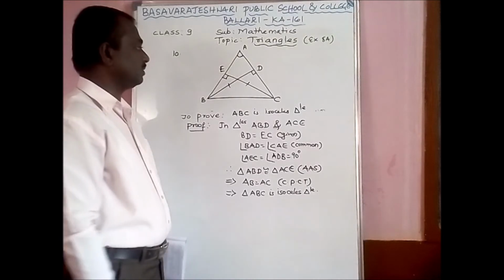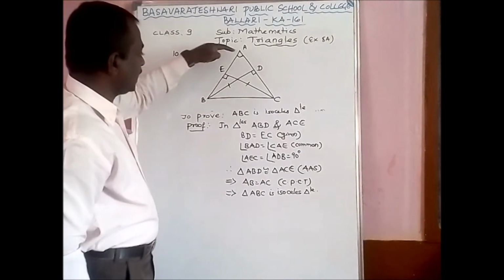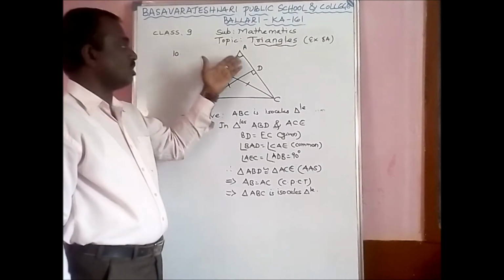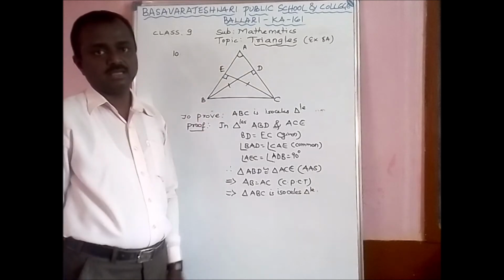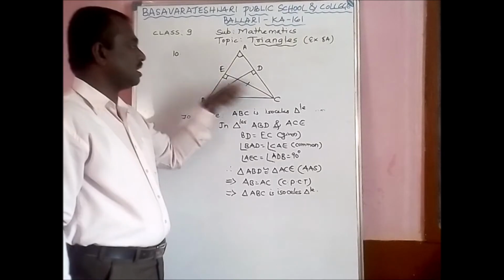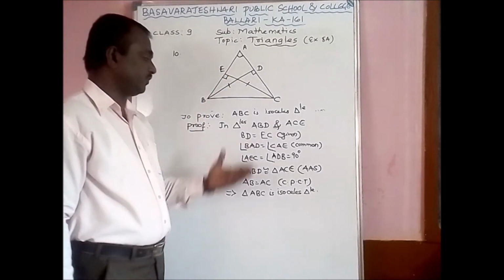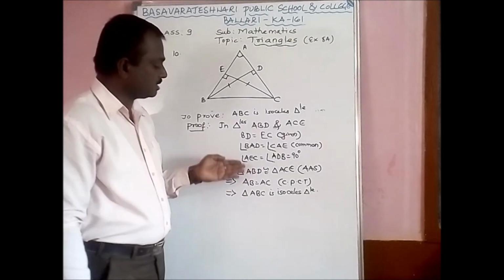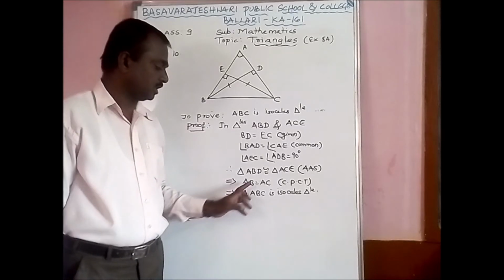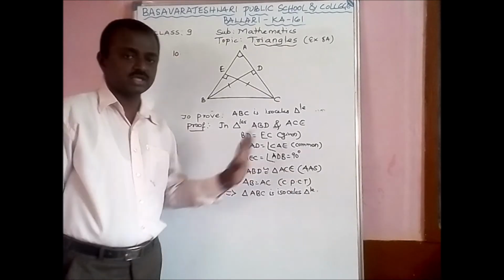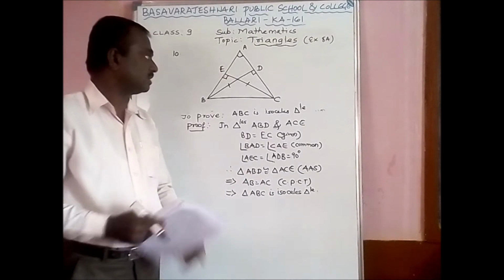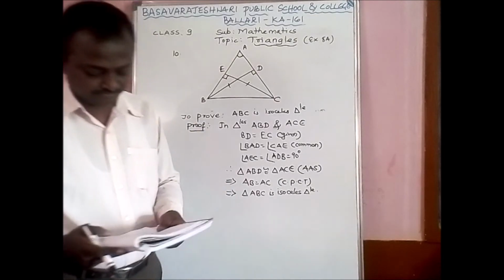Understood now? So how did I prove it? By considering the triangles ABD and ACE. Two angles: one is the common angle, one is the angle given in the question, that is the right angle. And the sides, that means the altitudes are equal, they are saying. So by AAS criteria these two triangles are congruent. Therefore, if two triangles are congruent, the corresponding sides are also equal, that is AB is equal to AC. Therefore the given triangle is an isosceles triangle. So note down this sum.